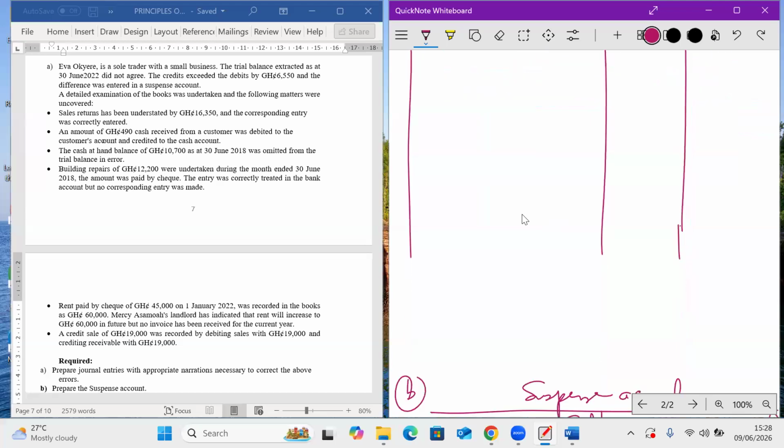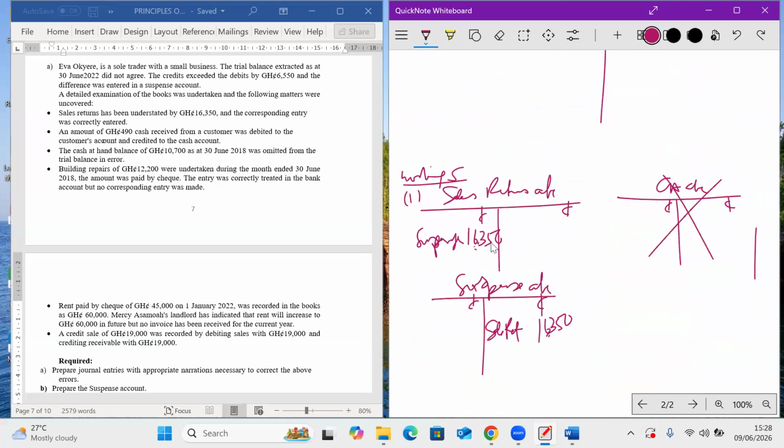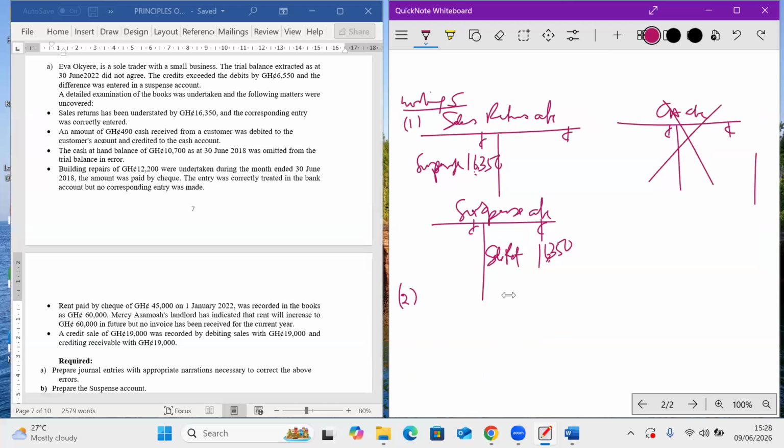Okay, let's go. What next? So that's working one, I'm done. Let's go to working two, quickly. After two, we have four more. An amount of 490 Ghana cedis cash received from a customer was debited to the customer's account and credited to the cash account.